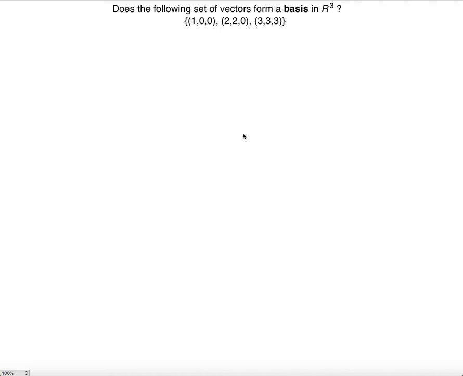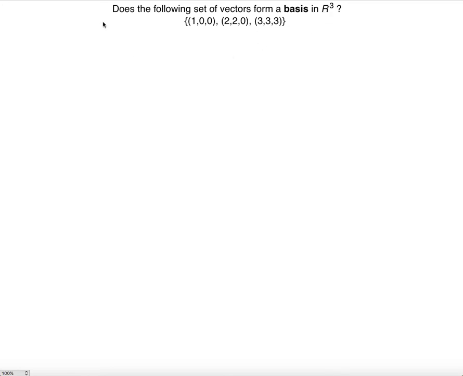Does the following set of vectors form a basis in three-dimensional space? So we're given this set of vectors: (1, 0, 0), (2, 2, 0), and (3, 3, 3), and we're trying to figure out whether this set forms a basis in the three-dimensional space or not.